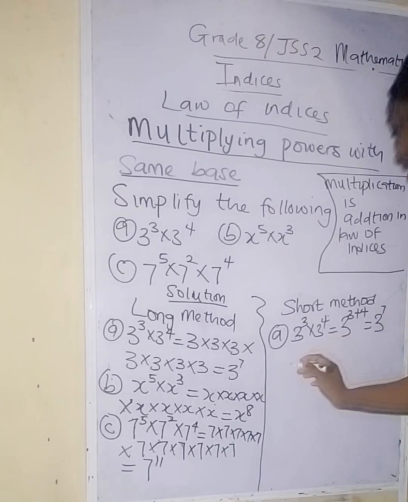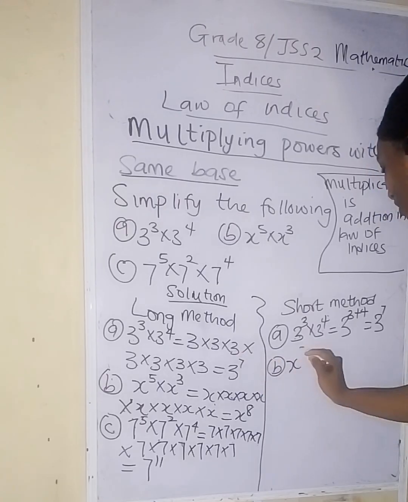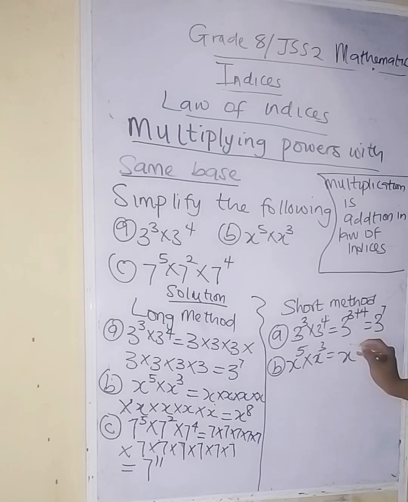Alright, that is simple. So now the next one is x raised to the power 5 times x raised to the power 3. So this is x. Now 5. As I told you earlier, multiplication is addition, so we are adding the power. Oh, so simple. Yes, so simple. And that is because we have the same base, so don't forget.